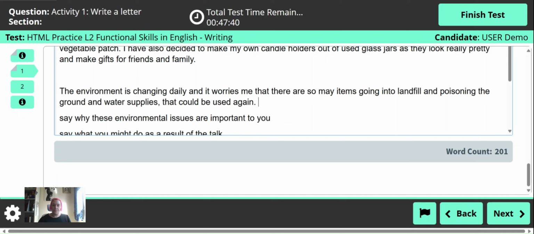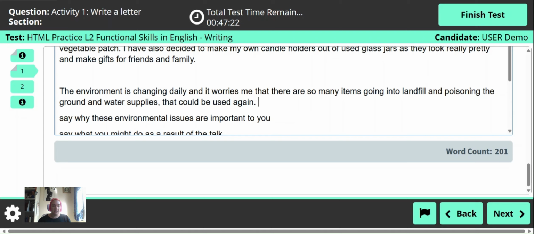Okay, so we've got a bit of a personal comment on there. It worries me that so many items are going into landfill and poisoning the ground and water supplies that could be used again. And there, I spotted a spelling mistake already. Let's have a look at that one.